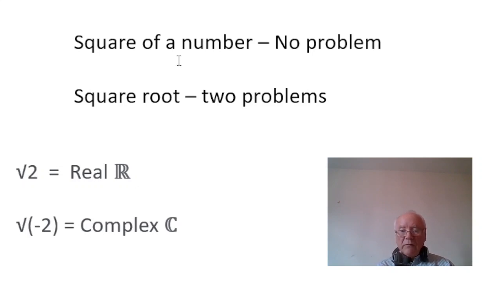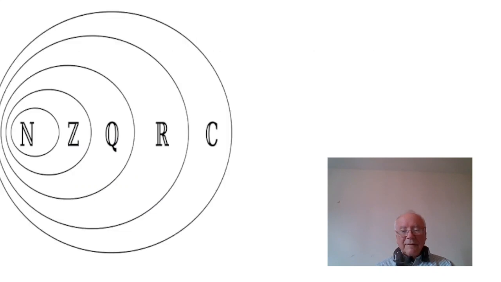The other problem with square roots, of course, is if the number that we're square rooting is negative. And again, we have to introduce another number. This time we introduce the complex numbers. The complex numbers are represented by this funny C symbol. So that leaves us with N, Z, Q, R, C: the natural numbers, the Z numbers, the Q numbers, the reals, and the complex.